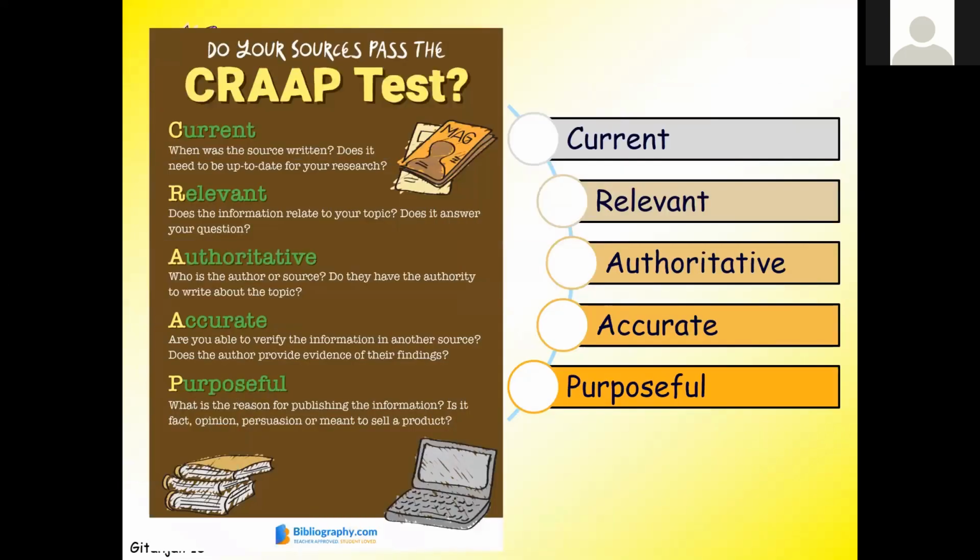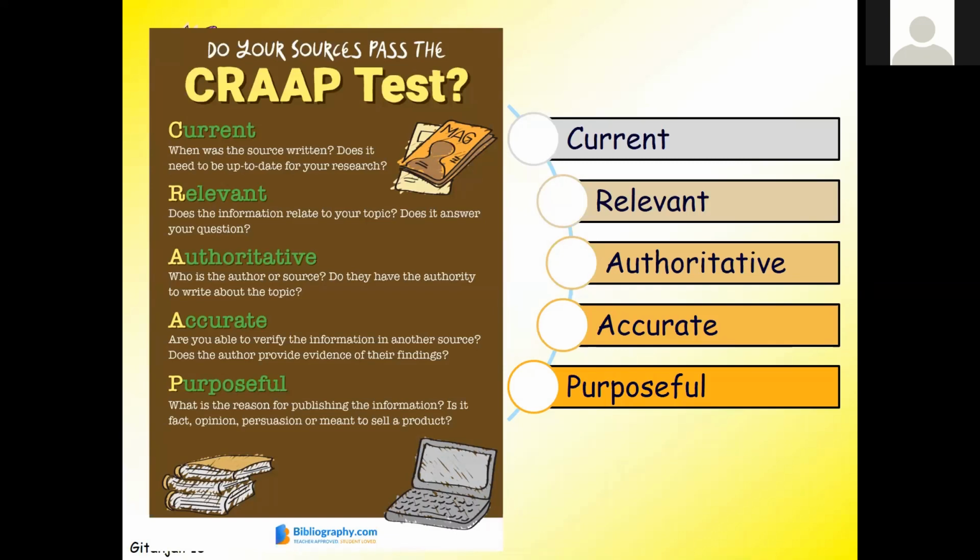So, do your sources pass the CRAB test? Is it current? Is it relevant? Is it authoritative? Is it accurate? Is it purposeful? Current: if you are having, let's say, 50 references, at least about 1/3 should be current, or a little more, and current means it should be in the last 5 years.